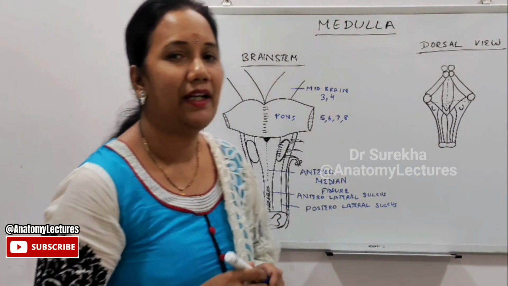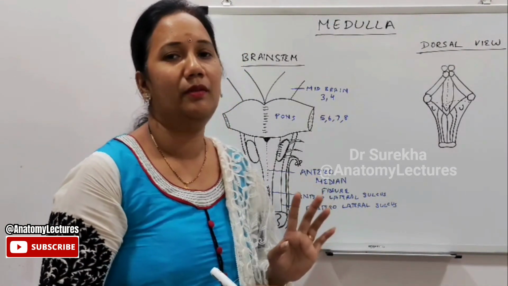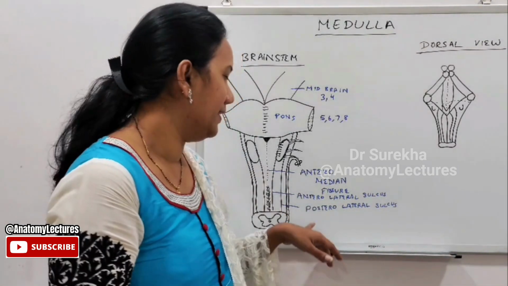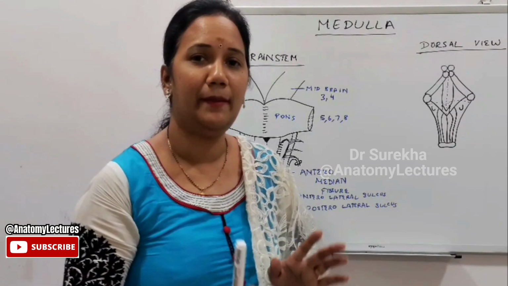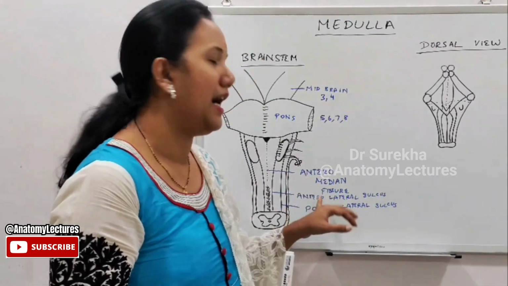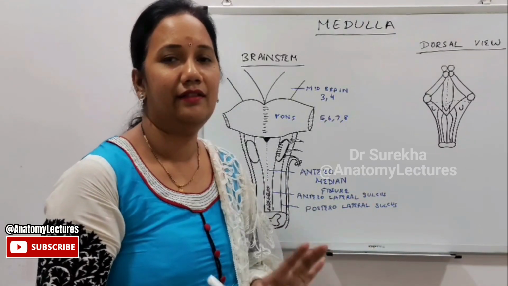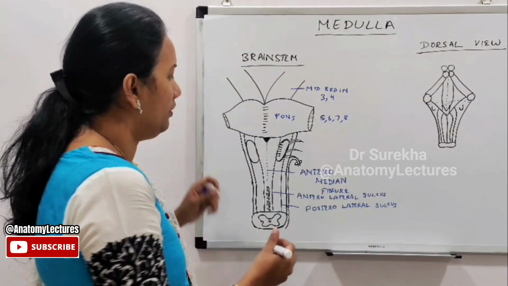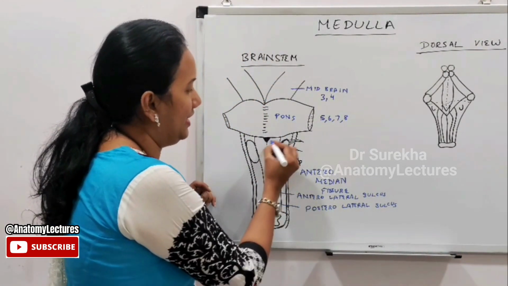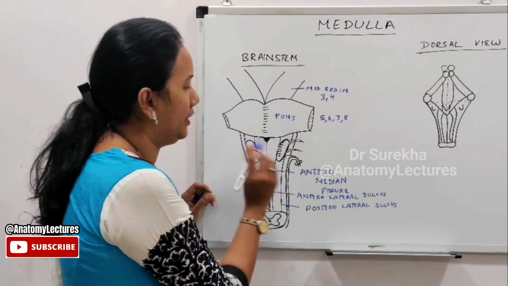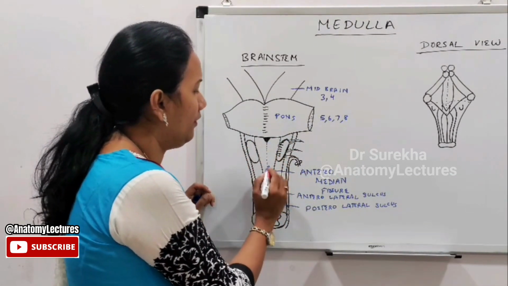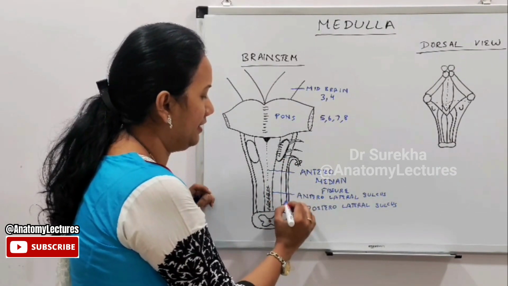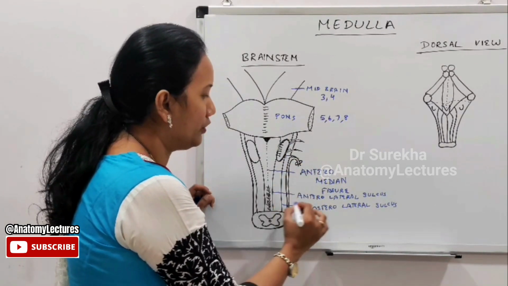In the spinal cord, in the anterior aspect you have the anteromedian fissure and the anterolateral sulcus, and in the posterior aspect you see the posterolateral sulcus. But when you come to the medulla, you see the anteromedian fissure, anterolateral sulcus and posterolateral sulcus in the ventral view itself. Point to be noted. The anteromedian fissure divides the ventral surface of the medulla into two equal halves. Lateral to that is the anterolateral sulcus, and even lateral to that is the posterolateral sulcus.